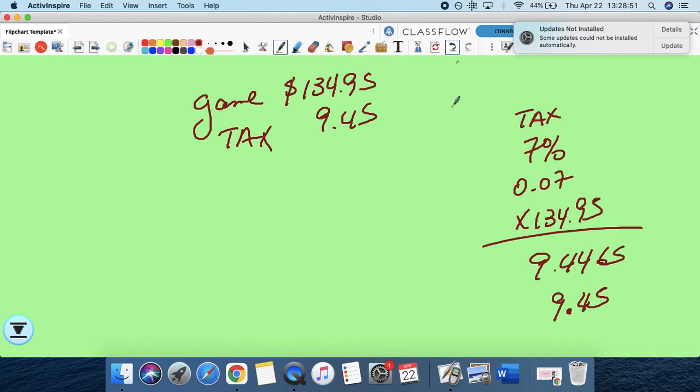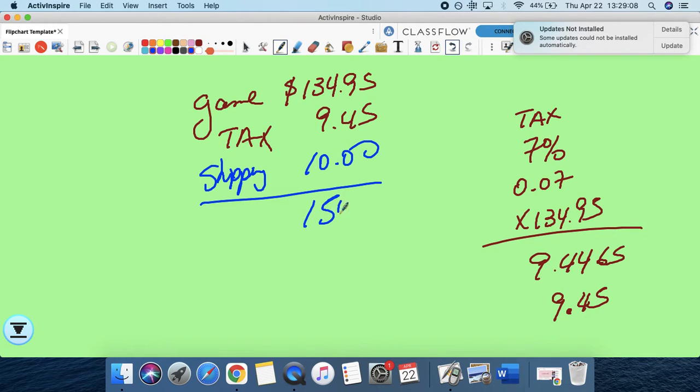Right? Then we have to pay $10 for shipping. Tenemos que pagar $10 por el envío. Eso es $10 nada más. So, what's the total? 134.95 plus 9.45 más $10 de envío. So the total is $154.40.